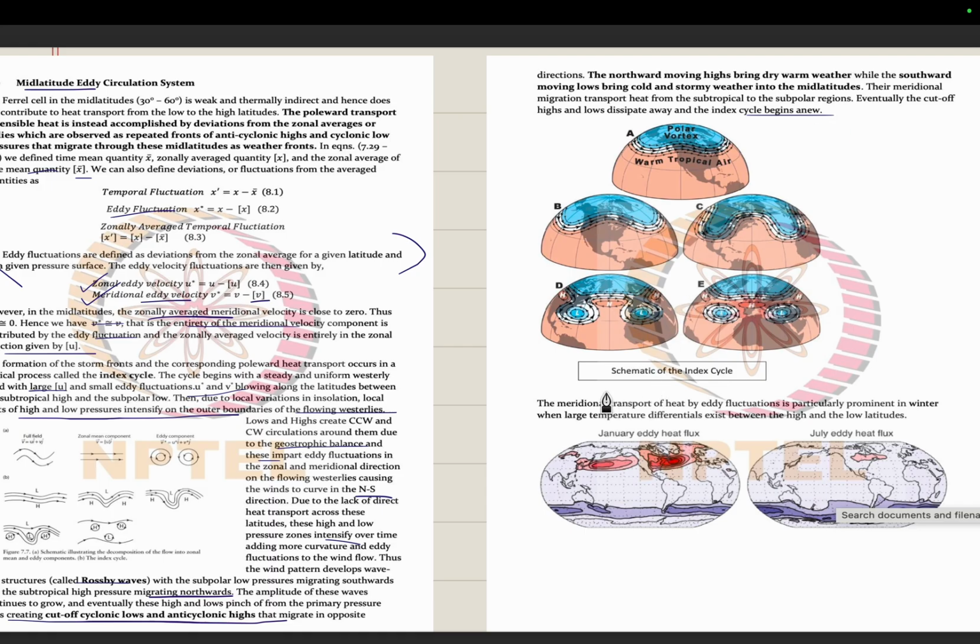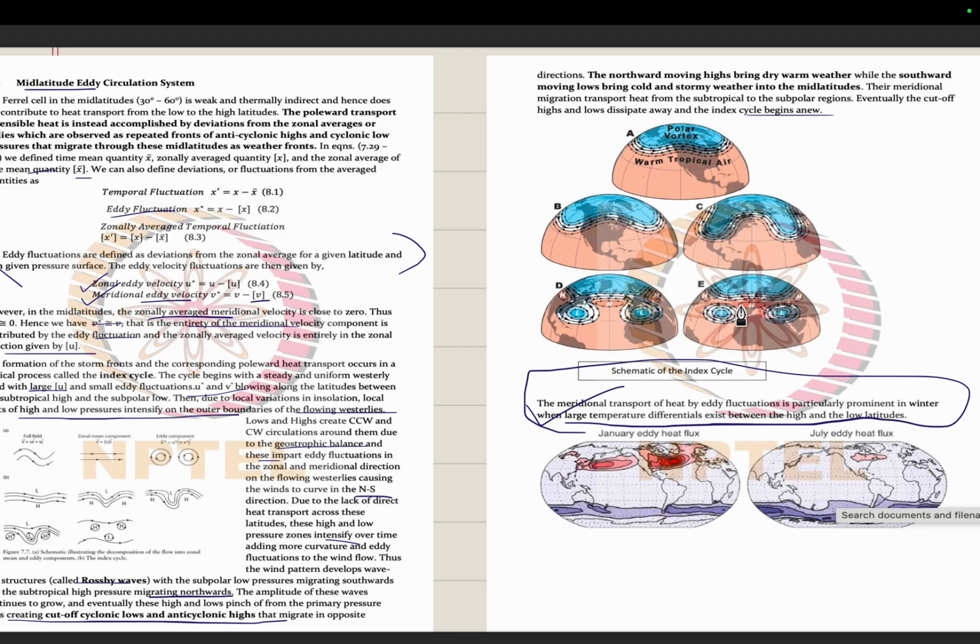Here the schematic diagram for the index cycle can be seen. The meridional transport of heat by eddy fluctuation is particularly prominent in winter, when large temperature differentials exist between high and low latitudes.